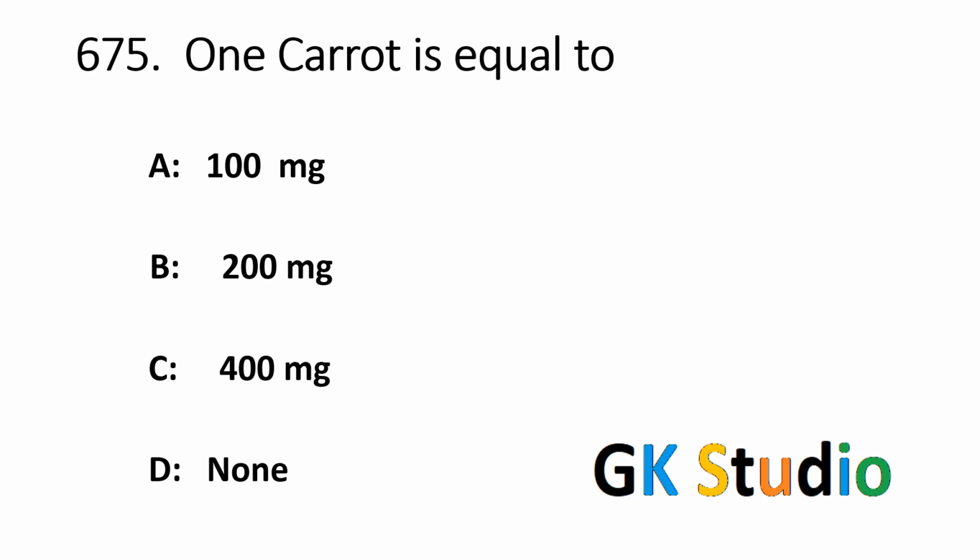1 carat is equal to 100 milligram, 200 milligram, 400 milligram, none. The correct answer is 200 milligram. 1 carat is equal to 200 milligram, or 0.2 gram.